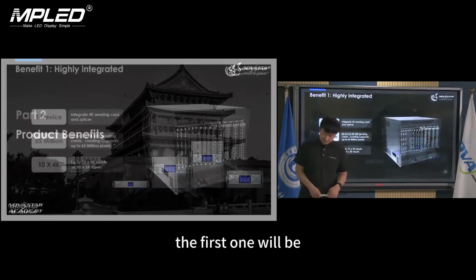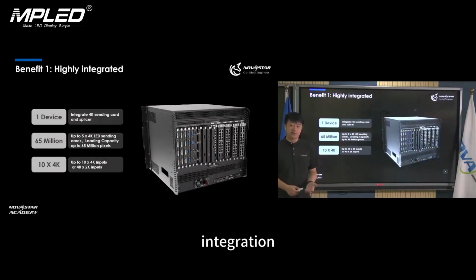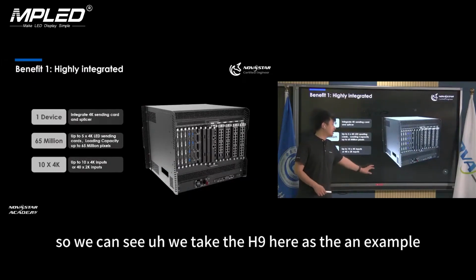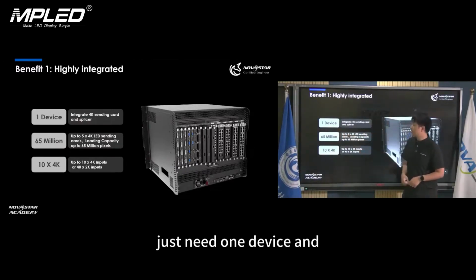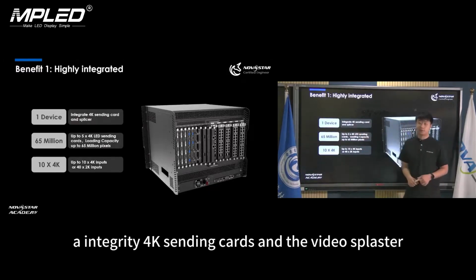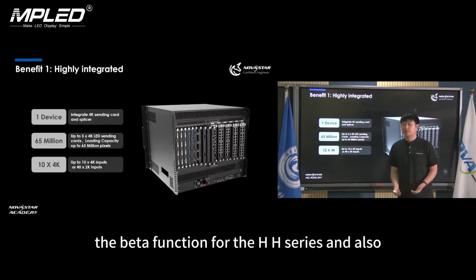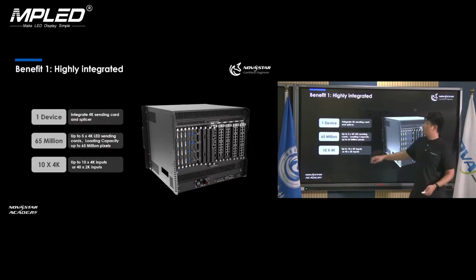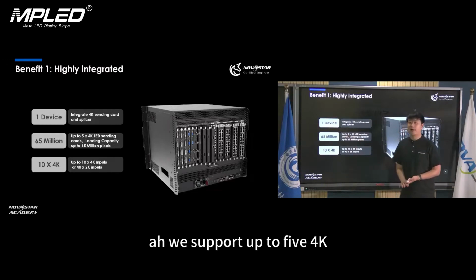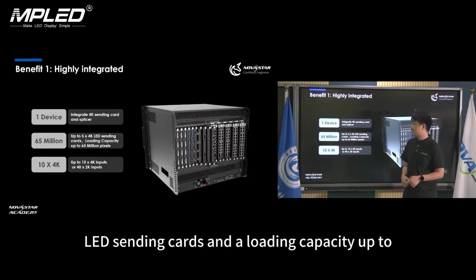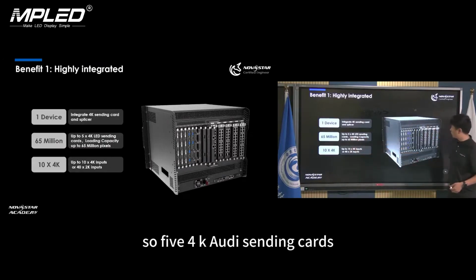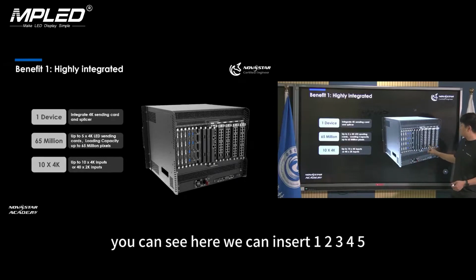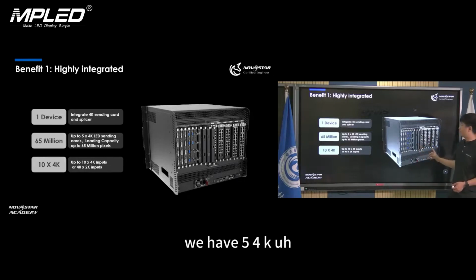The first one is high integration. We take the H9 here as an example. For the H9, we just need one device, and it integrates 4K sending cards and the video splicer, which is the base function of the H series. We also support up to 5 4K LED sending cards and a loading capacity of up to 16.5 million pixels. So for the 5 4K LED sending cards, you can see here, we can insert 1, 2, 3, 4, 5.